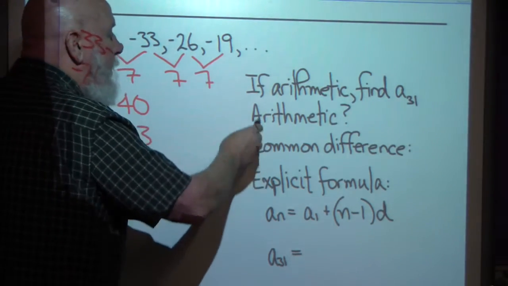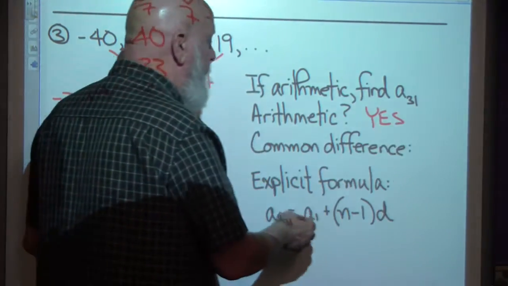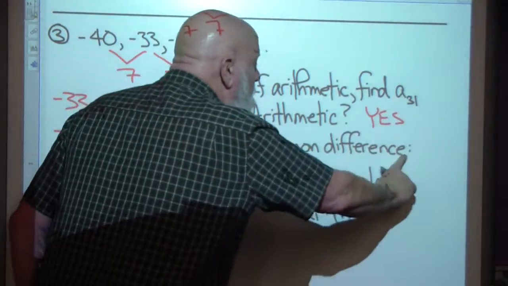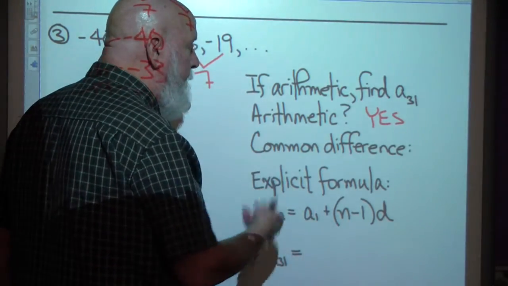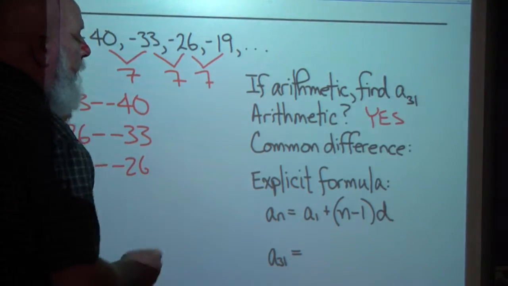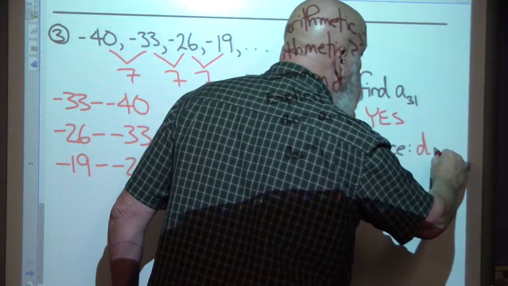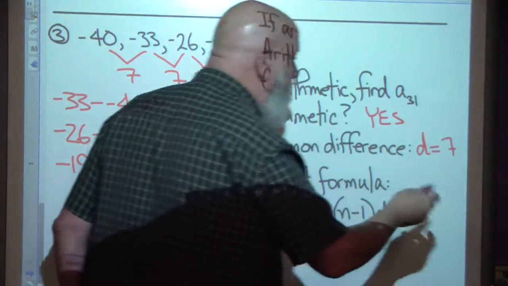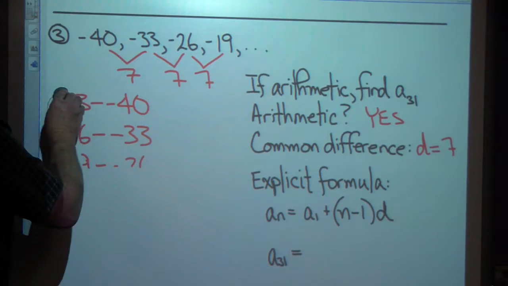So this is arithmetic. Now in a multiple choice it won't say yes, but you'll look for the common difference, the explicit formula and the 31st term that match what we find. Okay, if it's not arithmetic, we can't do any of this. So our common difference is 7. D equals 7. D stands for common difference. That kind of makes sense. And now we're going to find our explicit formula. I'll get rid of my scratch work here.